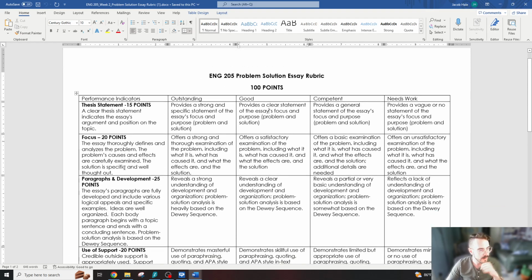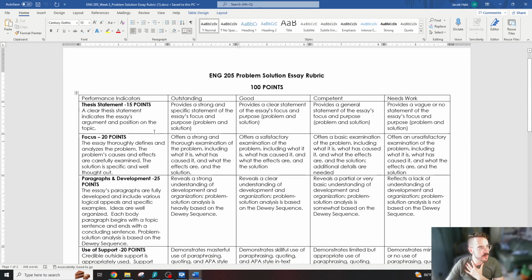Now, I don't know if it'd be a good use of our time for me to read through every single one of these boxes, but in case you've never really looked at a rubric before, this box gives you an overview of what the category means. So what does it mean to have a good thesis statement? What do I mean by focus? And then each of these columns tells you the different levels of success for accomplishing these things.